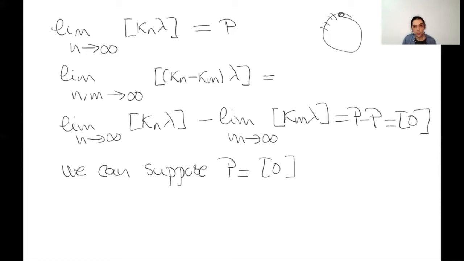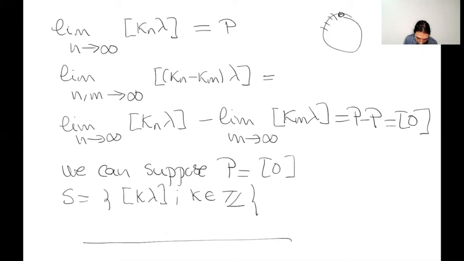And that's going to imply that our set, let's remind that our set was the set of classes of elements of the form k times lambda, where k is an integer number, this set is actually going to be dense. Why is that? Let's do it with a picture. Here we have 0. And we know that there is a sequence of elements that tend to this point here.